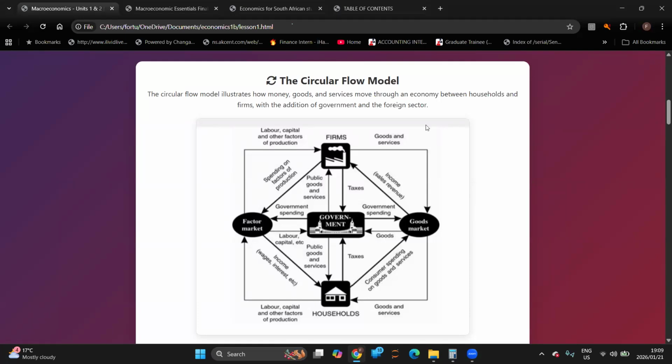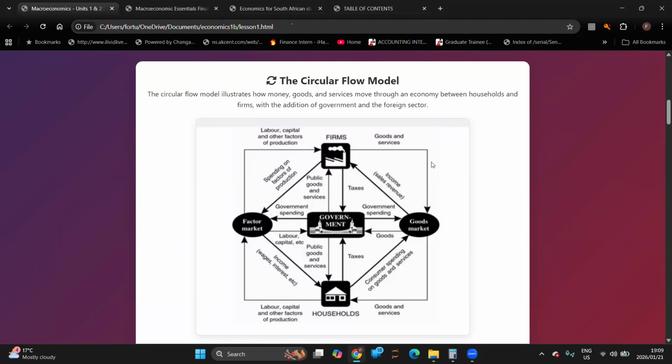So I believe you can see my screen. Can I just get a confirmation if you are able to see what I am projecting on the screen? Yes, we can see. All right, thank you.